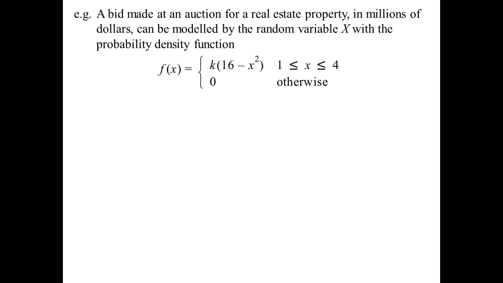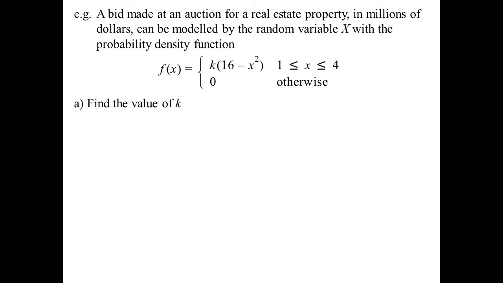Here's an example. A bid's being made in auction for a real estate property in millions of dollars, and it can be modelled by this random variable x. And here's our function. We're saying, well, in between 1 and 4, it's going to take on this value. Anywhere else, it's going to have a probability of 0.